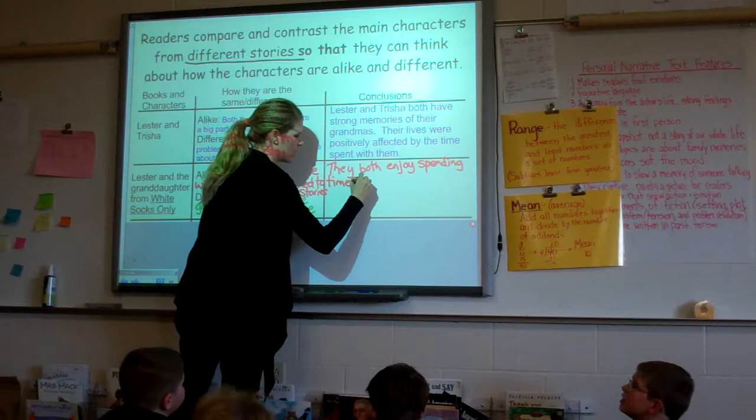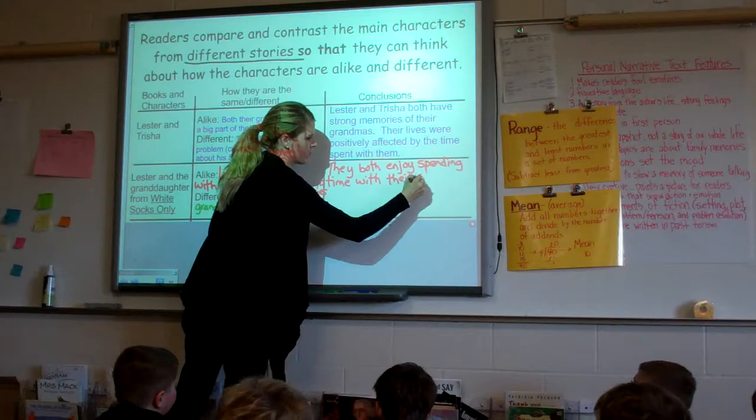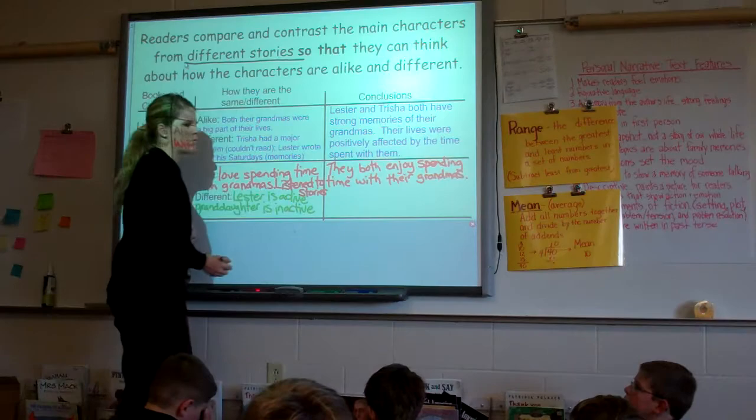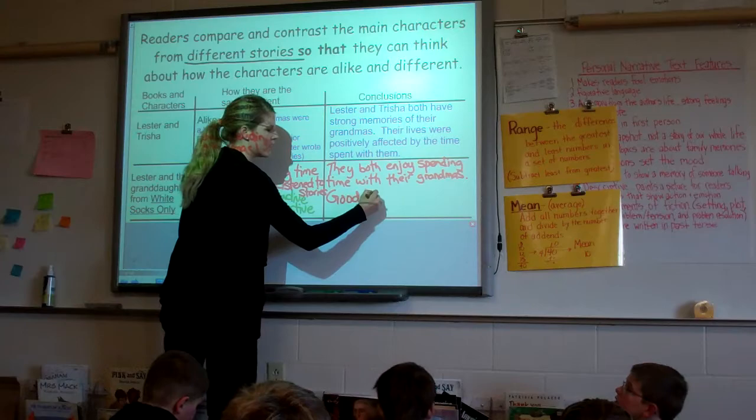Colby? The other conclusion I think is that they both will sit down and listen to the old stories that their grandparents tell. So they're good listeners. Ooh, that's a good one.